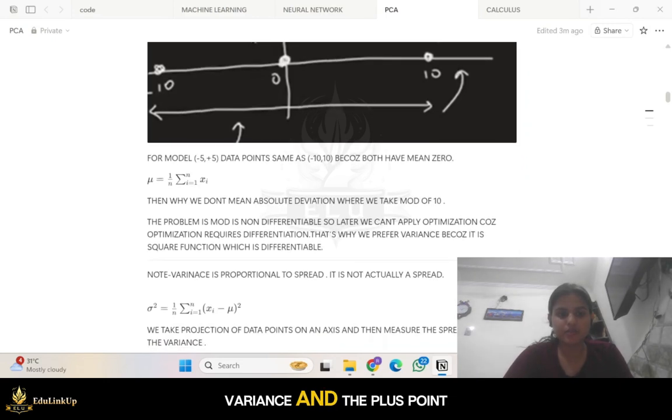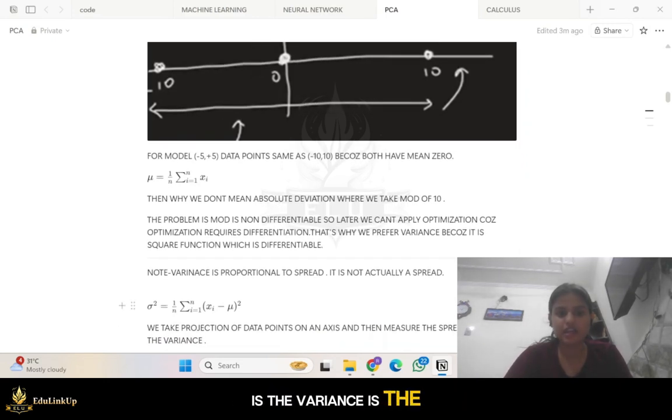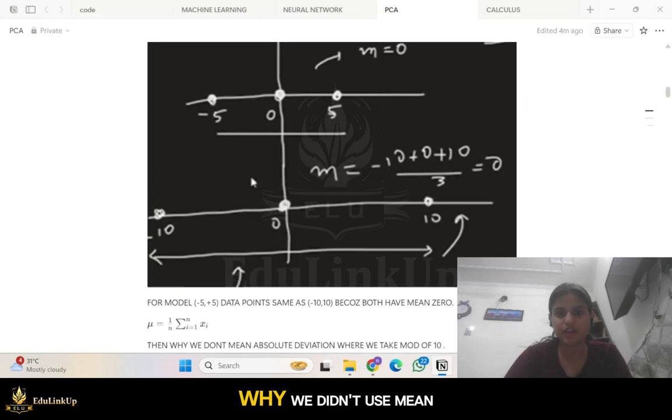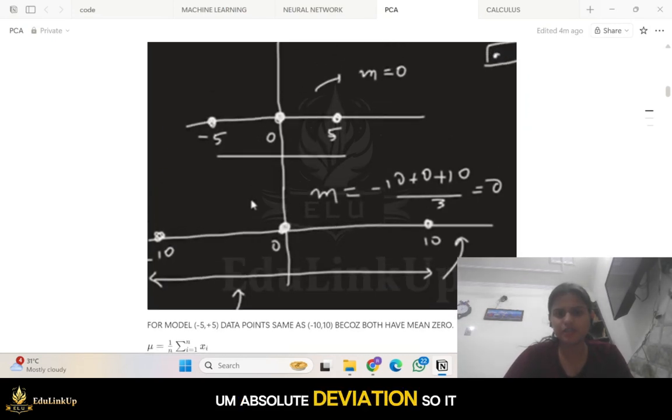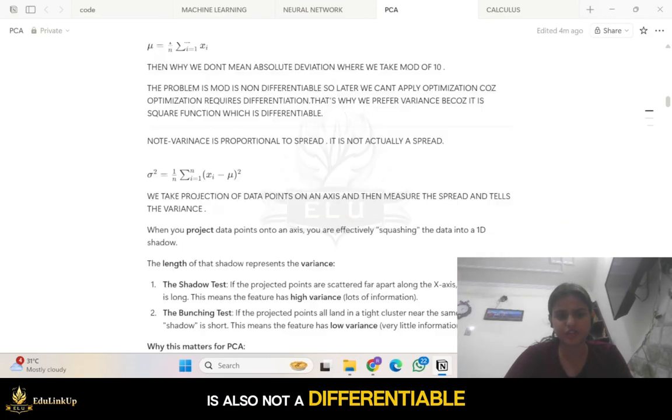And the plus point is that variance is a square function, so it is a lot easier to differentiate, and we will use it as an optimization problem later on. So here this variance will help us. And if you ask why we didn't use mean absolute deviation, it is also not a differentiable function.